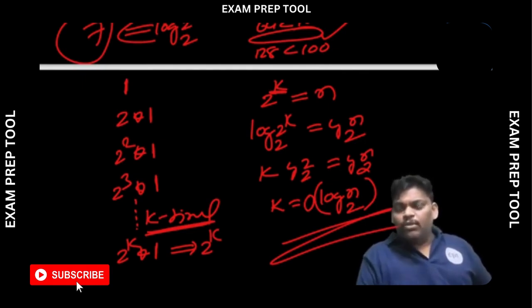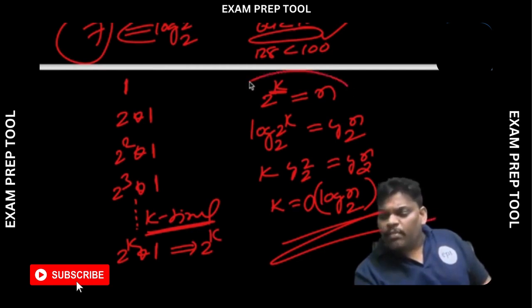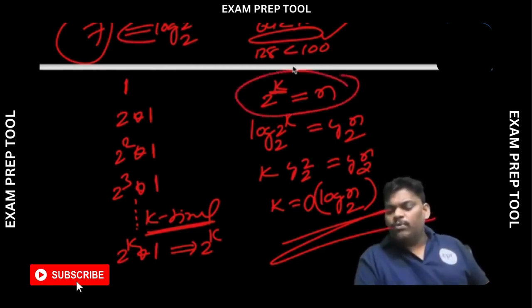I repeated the loop one time, 2 into 1. One more time, 2 square into 1. One more time, 2 cube into 1. If I continue k times, 2 power k into 1. Why I stopped is this 2 power k became n. For what value of k do these two become equal? So k value is log n, and the loop is repeated log n times. This is the proof.